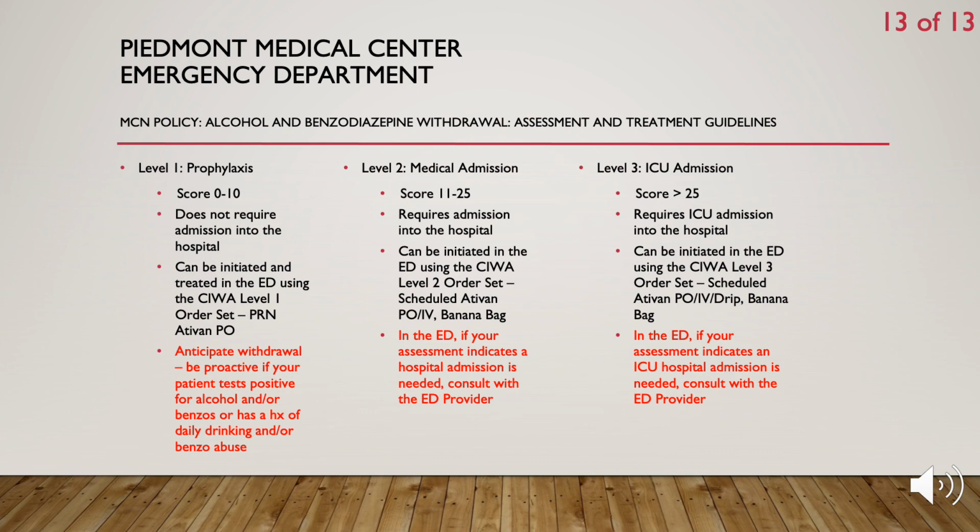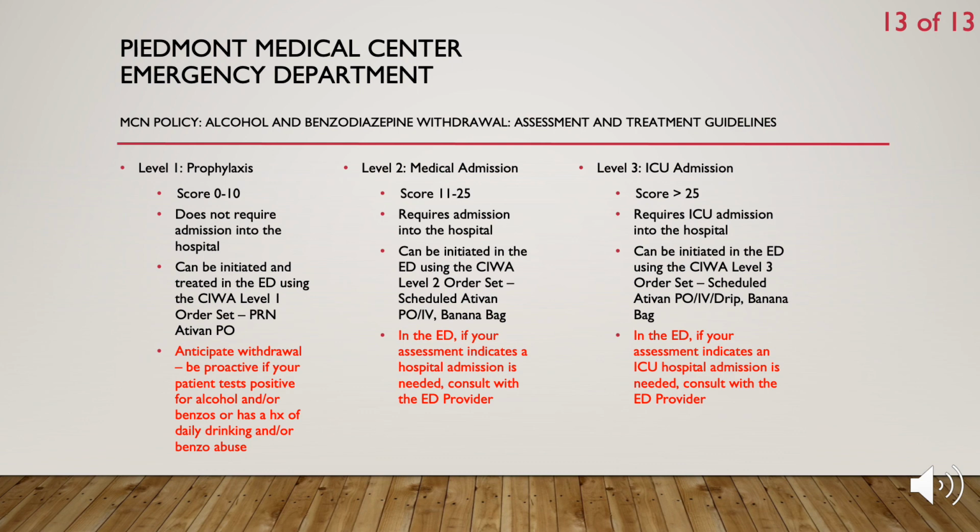If your patient begins showing withdrawal symptoms, ask the ED provider to reassess the patient and or ask for a CIWA Level 1 order set so you can treat with PRN Ativan. PRN Ativan is typically administered with CIWA scores 8 to 10. At any point your assessment score goes above 10, again, notify the ED provider of a potential hospital admission.